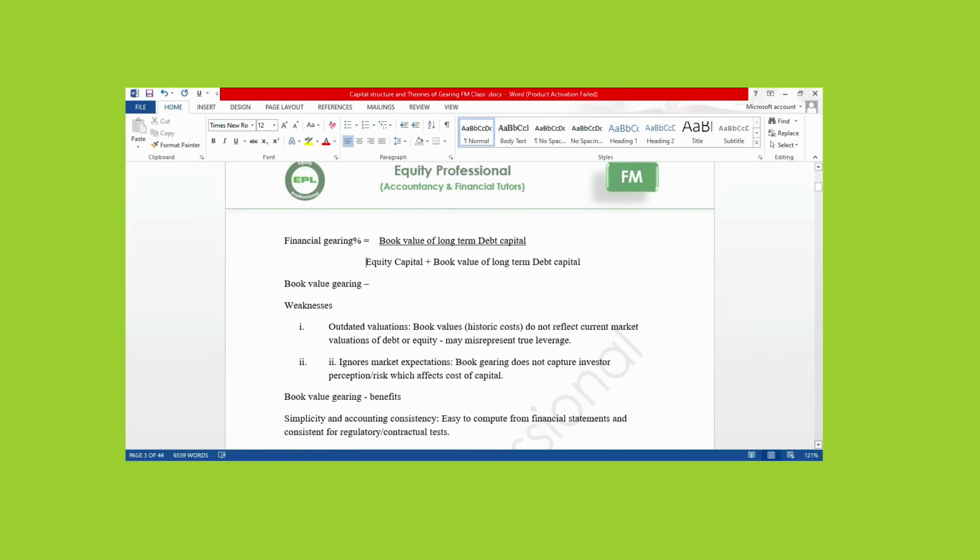What are the benefits? Book value gearing is very simple to calculate and is consistent with accounting standards. It is easy to calculate from financial statements and consistent with regulatory text. These are the benefits of book value gearing.